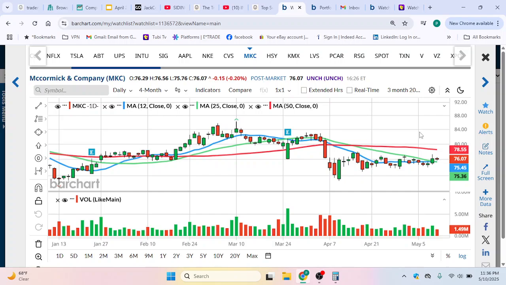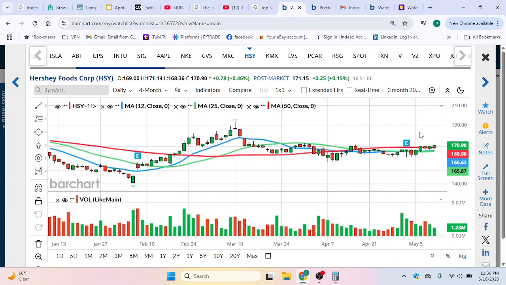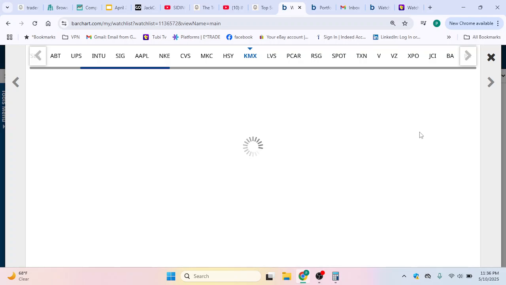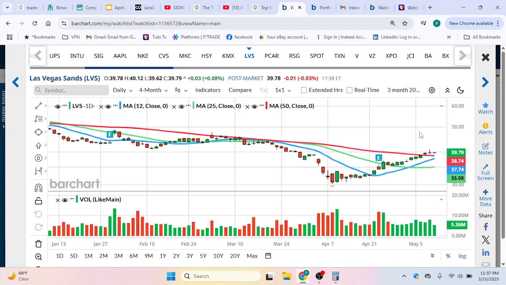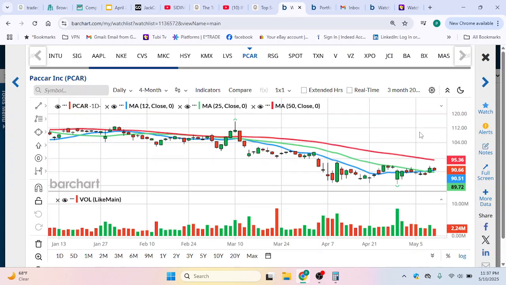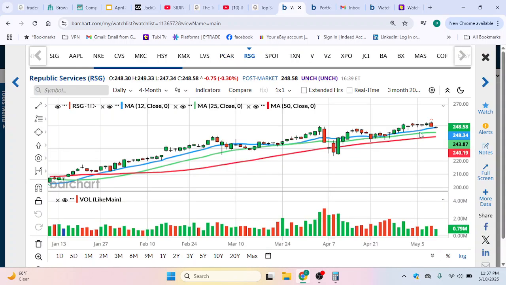McCormick & Company looked good for a minute and then sold off. Hershey, still in a long-term, I would say, transitionary period from a downtrend to the sideways trend. Clearly improving over the last couple months. CarMax, still on a downtrend. Gambling stock, Las Vegas, downtrend overall, but slight improvement over last month. PACCAR, large equipment maker, downtrend. This has been a real winner over the last 3 to 6 months.